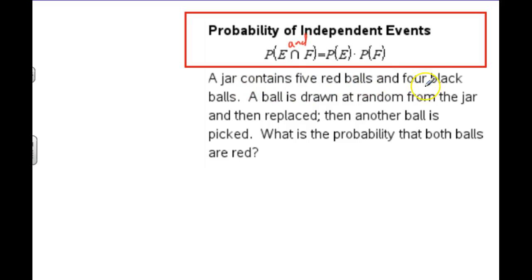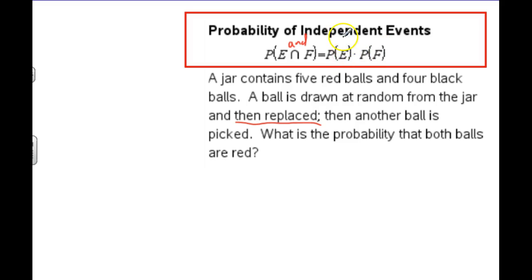A jar contains 5 red balls and 4 black balls. A ball is drawn at random from the jar and then replaced, and another ball is picked. Because the ball is replaced, these 2 events are independent. In other words, you reach into a bag, shake it up, and pick one of the 9 balls in there. 5 are red, 4 are black. You put the ball you just picked back in the bag, shake it up, and pick again. You have the same 9 balls. It's the same chance. Nothing changed. One pick has no effect on the other. Because you replace the balls, these are purely independent events.